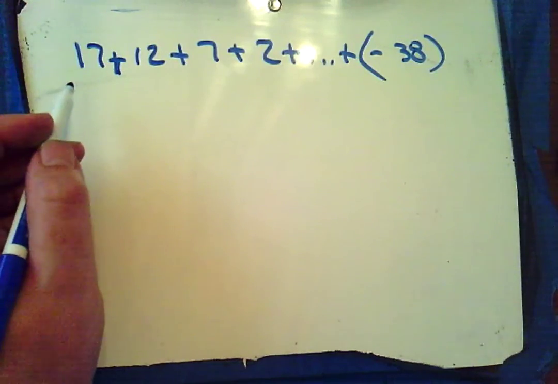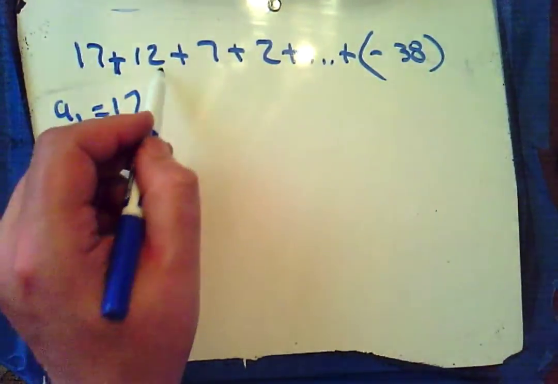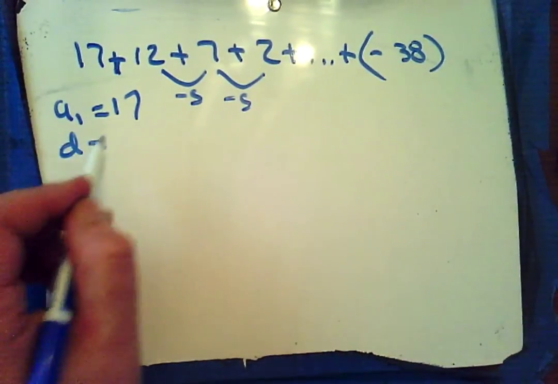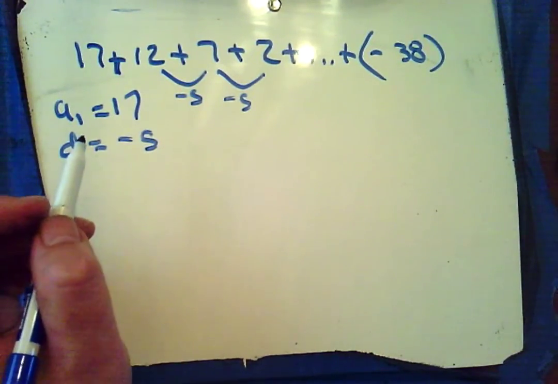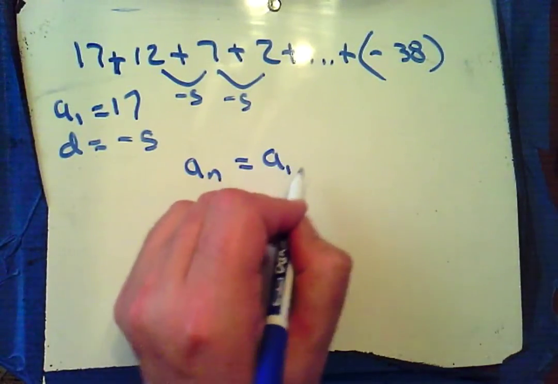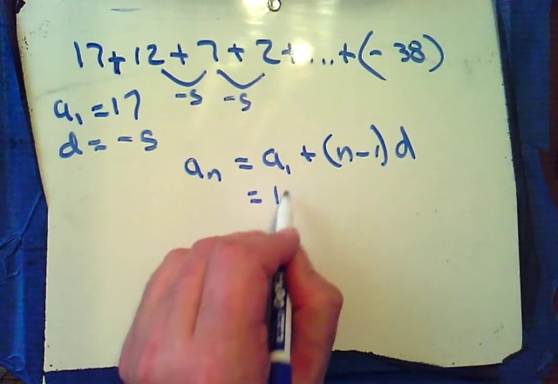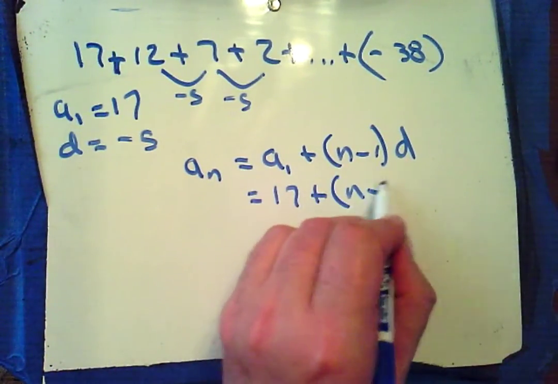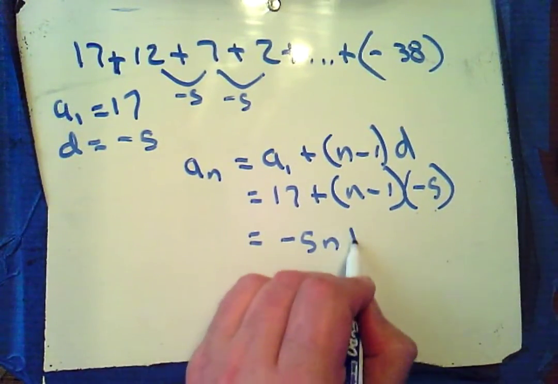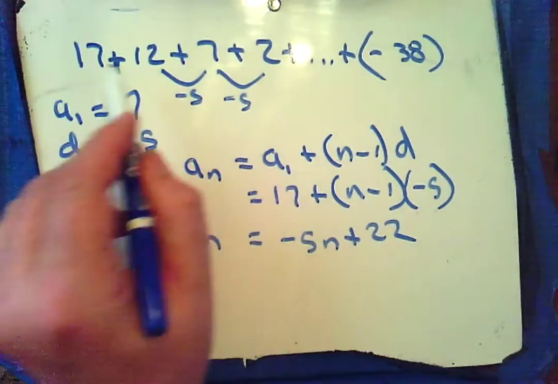All right, welcome back. I see here that a sub 1 is 17, and I see these are not going up by 5, but down by 5, so I know d is negative 5. I use this information to build the rule a sub n equals a sub 1 plus n minus 1 times d, 17 plus n minus 1 times negative 5, which gives me negative 5n plus 22. So this is the rule that generates these terms.